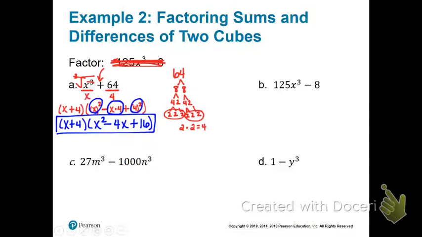So look at B. Do they have a greatest common factor?